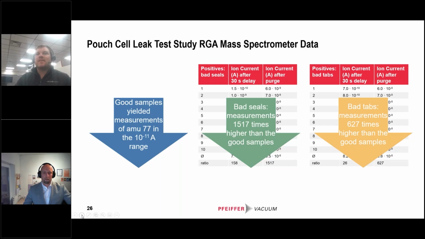Using the residual gas analyzer, you can be very certain that if you're shutting down your line, it's because you actually have a manufacturing problem. You're really making bad parts. It's not just a bad piece of tooling that's allowing some leakage.